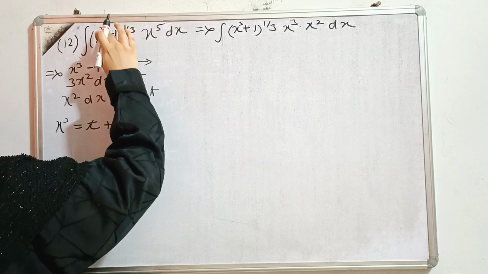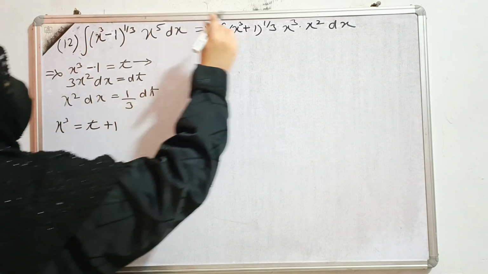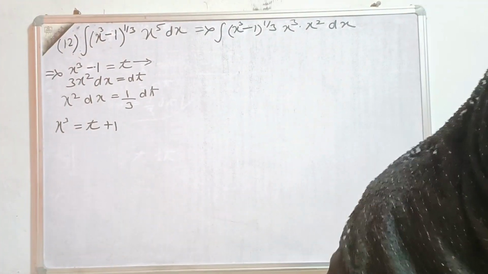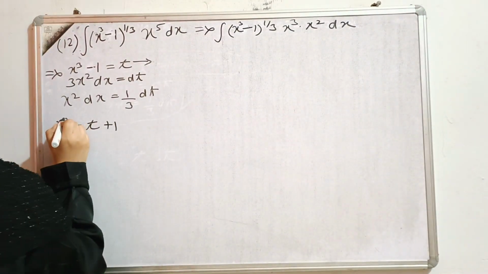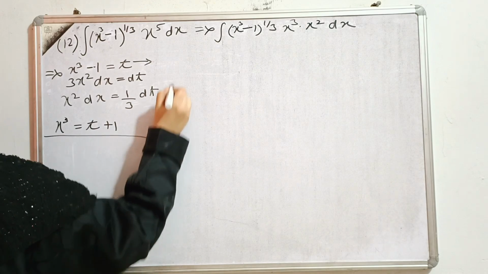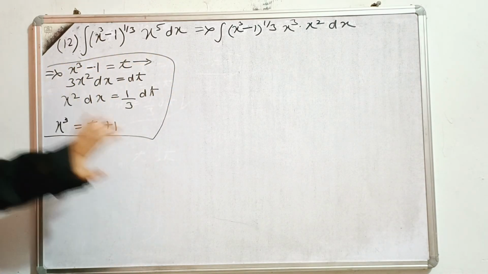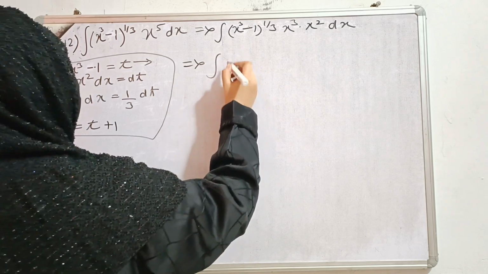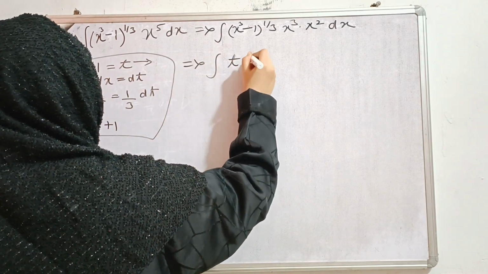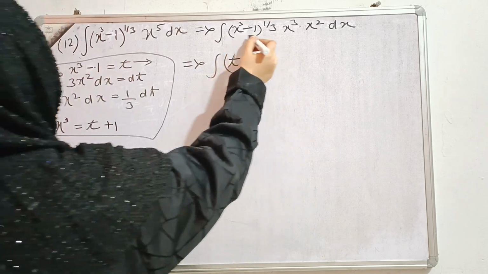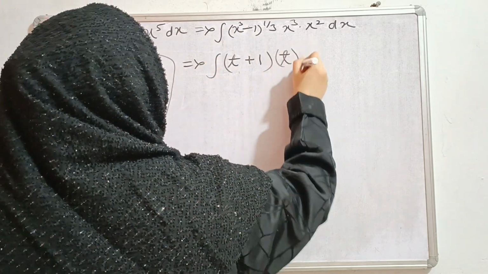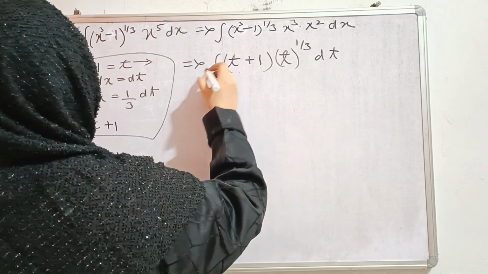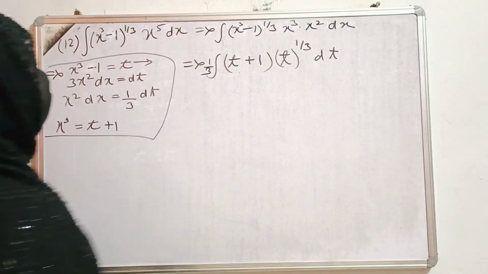From here, x cube equal to t minus 1. So the value of x cube is t minus 1. Now substitute all these in this integral. We get the integral of the value of x cube, t minus 1, times t power 1 upon 3, and dt's value is 1 upon 3 dt.